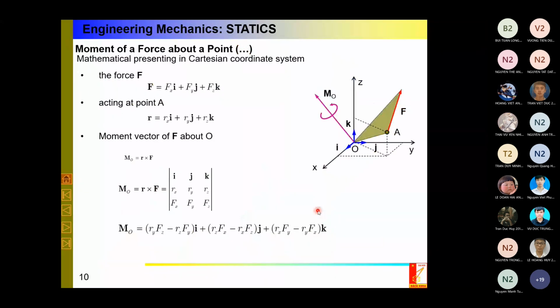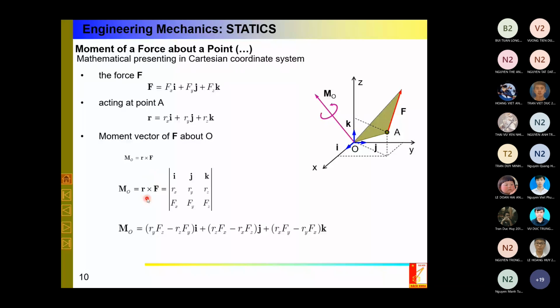Now you can write it in the mathematical way. Here again, I have the force F in a Cartesian coordinate system, the point O, and the position vector OA. The definition of the moment vector of a force about a point is given by the cross product with the position vector: R cross F. Because it is a cross product, the order of these two vectors is very important. The first vector is R, the second vector is F.